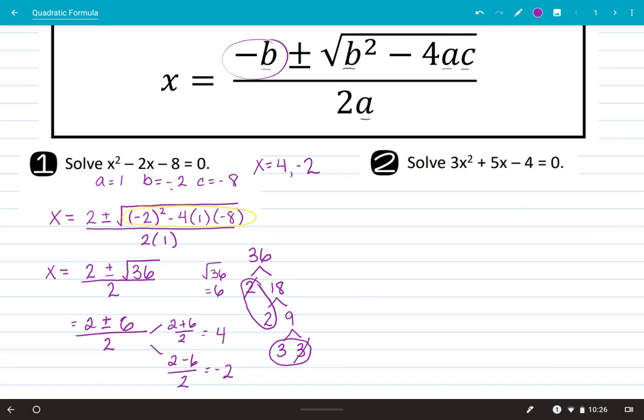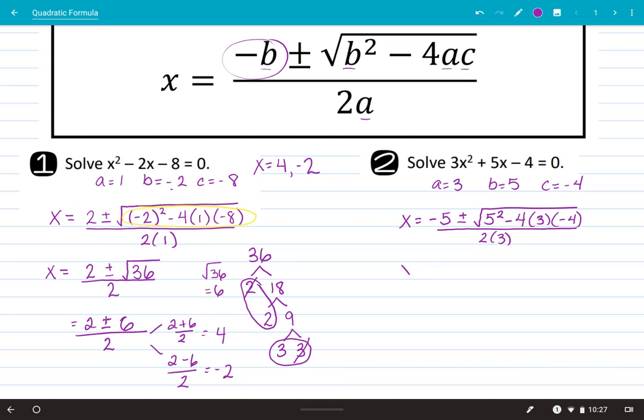Okay, example number 2. This would have been a foldable that we would have put in our spiral notebooks if we were in the classroom. So I'm using very similar techniques. So A is 3, B is 5, C is negative 4. And let's put it into the formula. Opposite of B, which is going to be negative 5, plus or minus the square root of B squared minus 4. It's always going to be 4 times your A times your C. All over 2 times A.